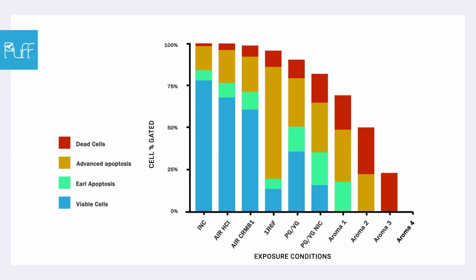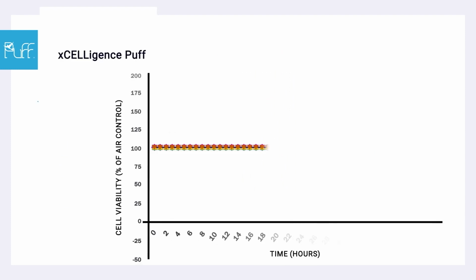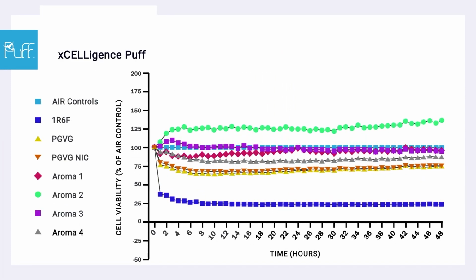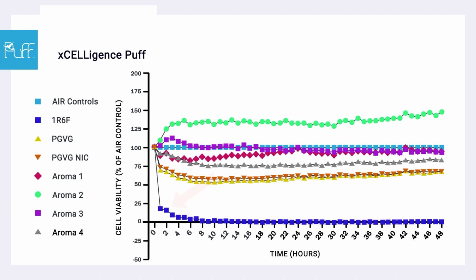80%. Even in the real-time assessment of cell viability, with exposure to traditional cigarette smoke, the cell dies after just 2 hours, while with exposure to vapor of puff e-liquids, viability remains close to 100%, even up to 48 hours.